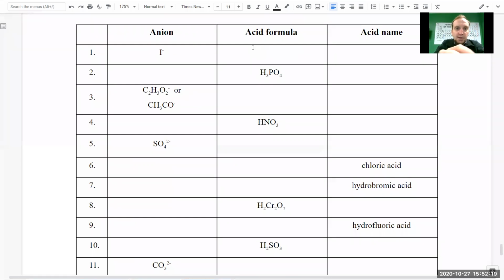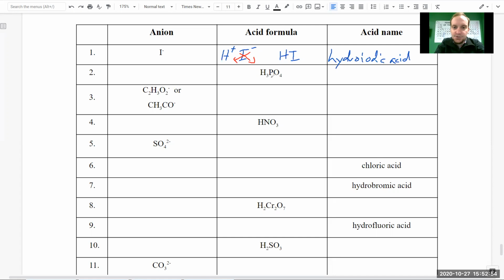All right, so the very first one we have is I negative. That's iodine. That's called iodide, right? Iodide. So H is a +1, iodide is a -1. So if I do the good old swap and drop or crisscross, then of course that becomes just HI, and that's called hydroiodic acid. Hydroiodic acid, because anything that ends in "ide" becomes hydro-something-ic acid.